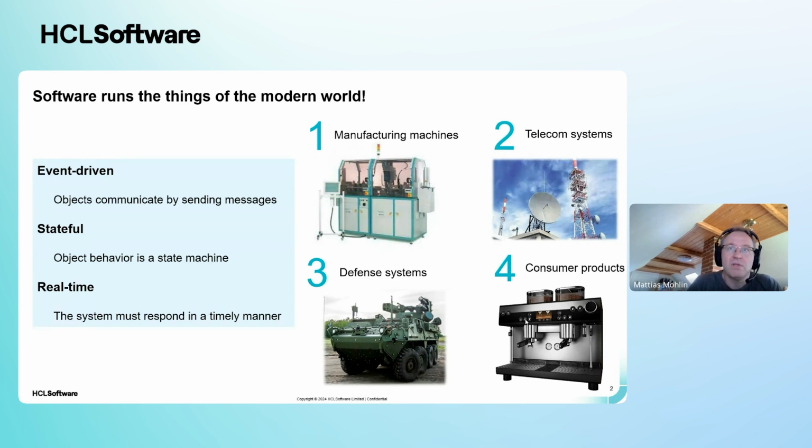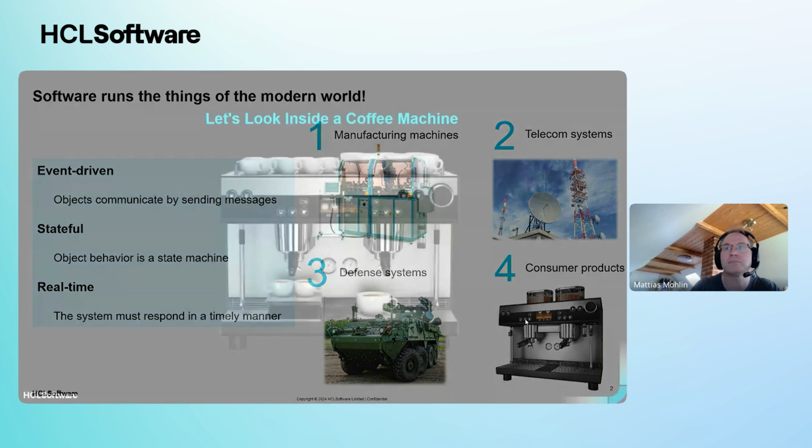So what is common between the software in all these examples and many more is that it's event-driven, meaning that the software consists of objects that communicate by sending messages. It's stateful software, meaning that each object in this software has a state machine or can be described by a state machine. And it's real-time, meaning that the system must respond in a timely manner. And exactly what is timely, of course, depends on the application.